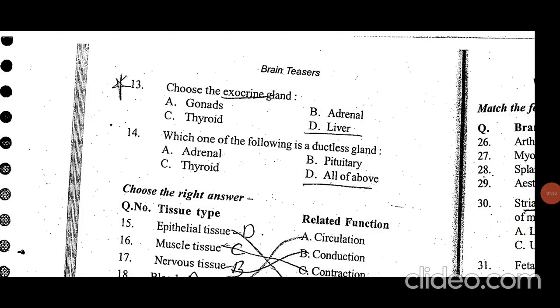Whereas the exocrine glands have ducts, as the liver has a duct, the ductless glands or endocrine glands, remember, endocrine is ductless. The ductless glands are the pituitary gland, adrenal gland, and thyroid gland.